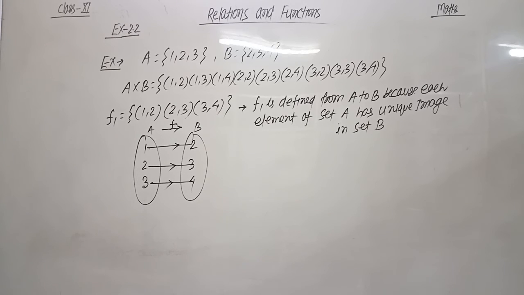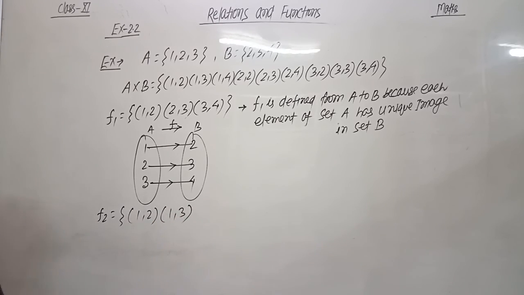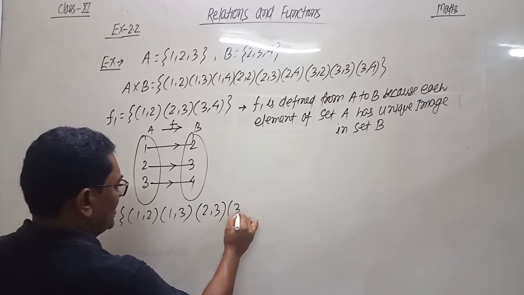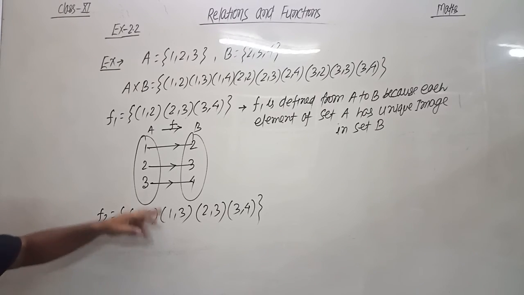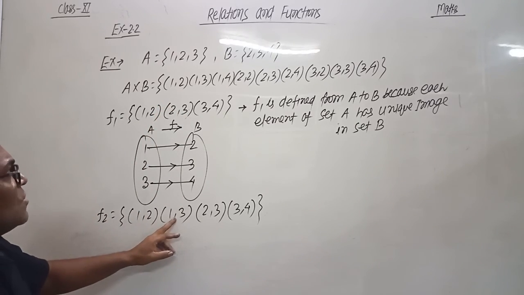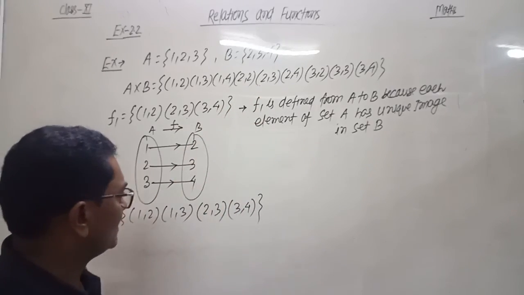Let us see another case. f2 equals {(1, 2), (1, 3), (2, 3), (3, 4)}. Firstly check whether it is a subset of A cross B or not. So (1, 2) is available, (1, 3) is available, (2, 3) is available, and (3, 4) is available.